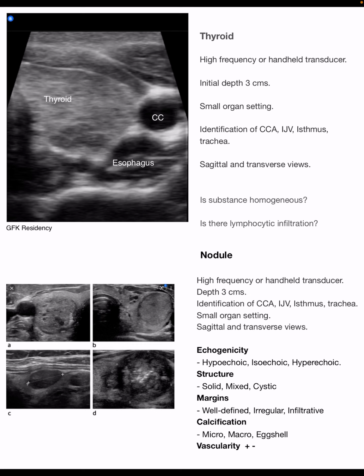In the thyroid, a high frequency or handheld transducer should be used with an initial depth of 3 centimeters and a small organ setting. The thyroid has several landmarks, including the common carotid artery, the internal jugular vein, the isthmus, the trachea, and the esophagus.